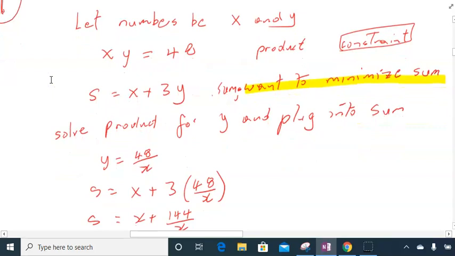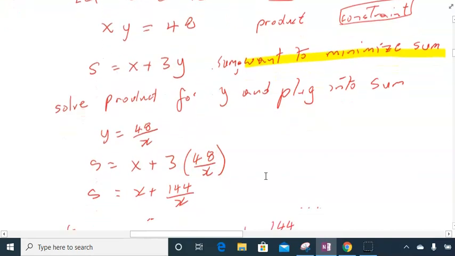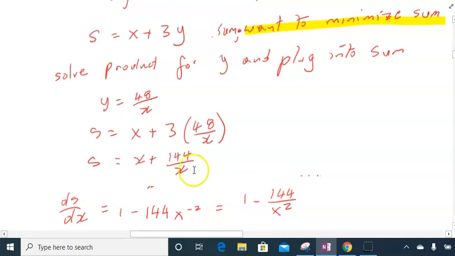You could do it for either variable, but we are trying to solve it for y first here. So then, because x times y was equal to 48, then y will be equal to 48 over x. We plug this 48 over x for y in your sum function, x plus 3y. So then, we will have x plus 3 times 48 over x being our sum. So now, if we use algebra to simplify that a little bit, we will have our sum is equal to x plus 144 over x.